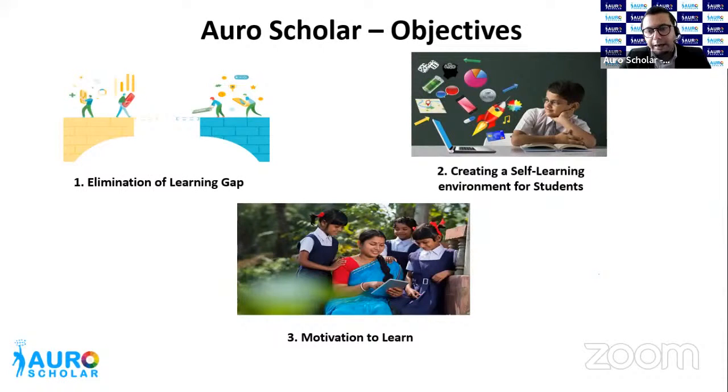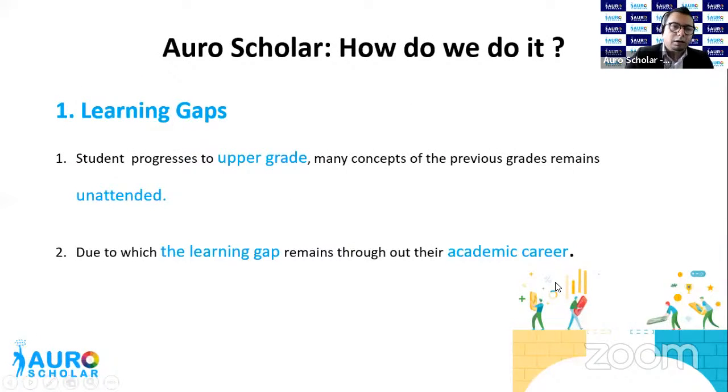learning gaps, creating a self-learning environment for the student, and motivation to learn. So what are learning gaps? What happens is a student progresses from a grade to an upper grade, from 6 to 7, 7 to 8. However, there are a lot of topics from the previous grades that remain unattended. These unattended topics create a gap in the academic career of a student, which gives them trouble once they move out of the school and move on for higher studies, because their fundamentals or basics are not clear.